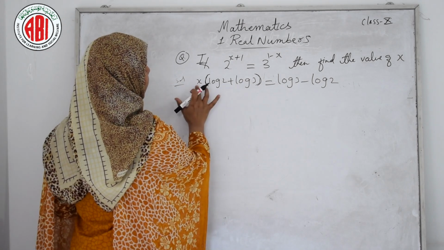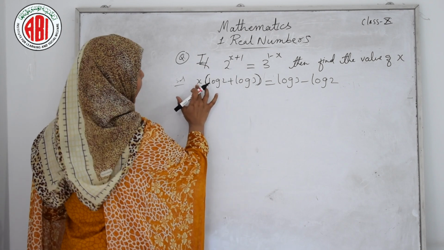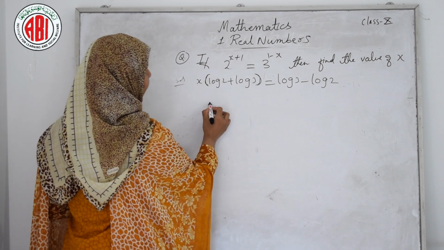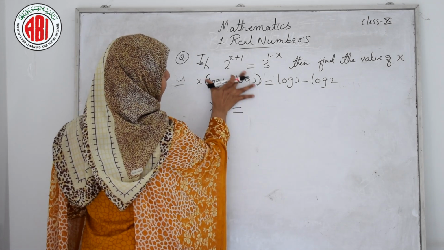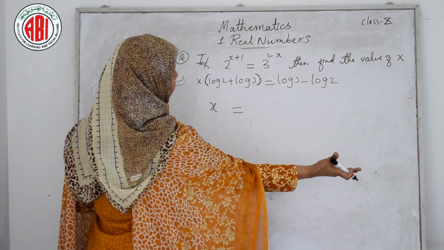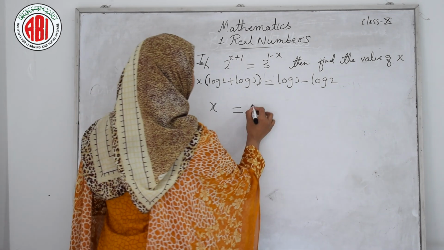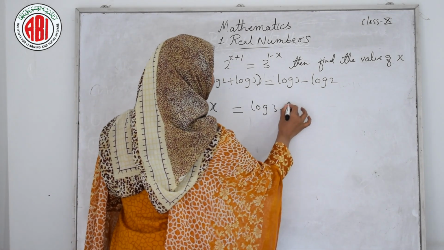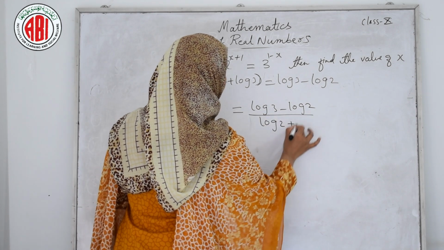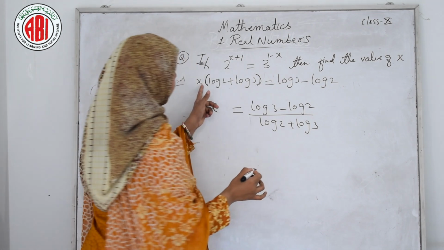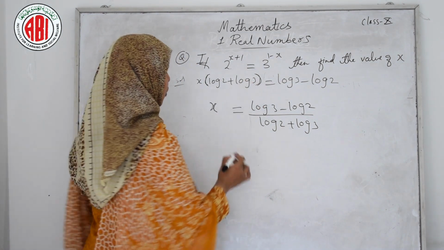So what we are doing, this is x into log 2 plus log 3. This is in multiplication form. We have to find the value of x only, so we are keeping x only as it is here. Only x is equal to this. Log 2 plus log 3, this complete thing, we are shifting to the right side. So it is in multiplication form. If you shift to the right side, it will go in the division form. Log 3 minus log 2 divided by log 2 plus log 3.